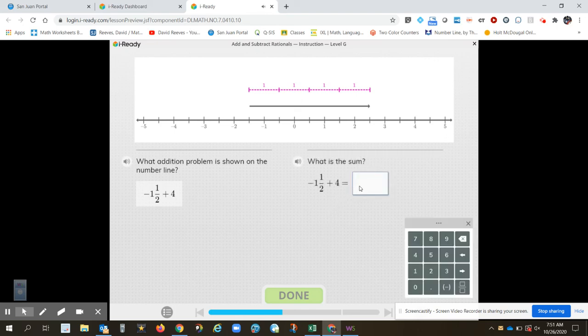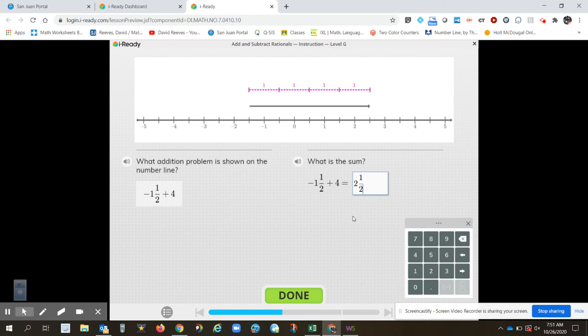What is the sum? Well, the sum again is where we end up. Where did we end up? We ended up right here at 2 and 1/2. 2 and 1/2 is where we ended up.